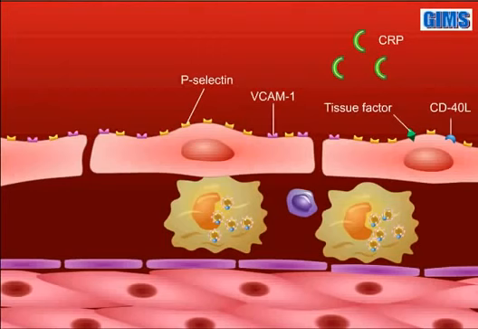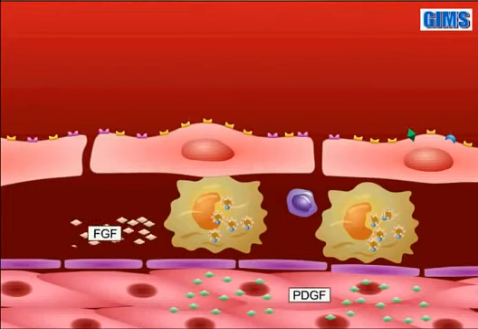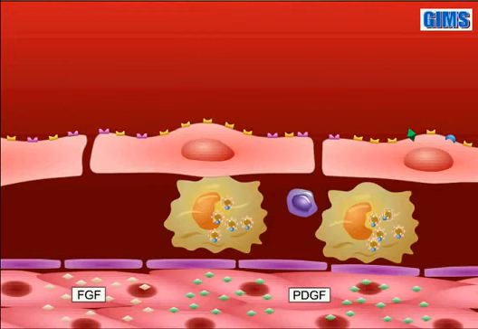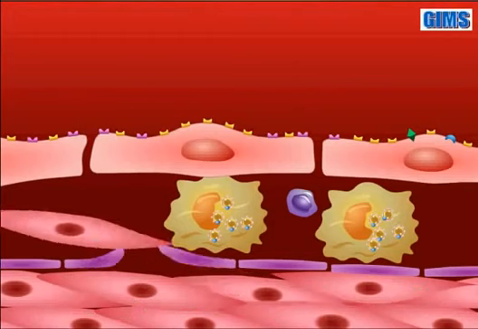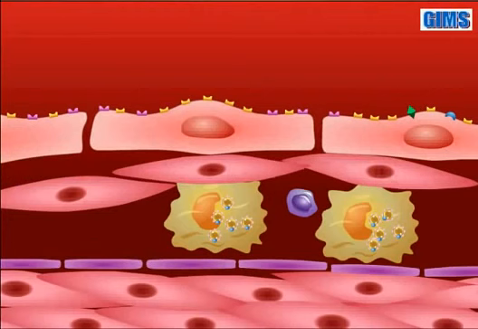CRP is produced by the liver in response to IL-6. IL-6 plays an important role in inflammation and activation of adhesion molecules. Thus, the inflammatory process is established. Fibroblast growth factor FGF and platelet-derived growth factor PDGF are secreted by the endothelium and foam cells respectively. These growth factors attract smooth muscle cells from the media and stimulate cellular migration and proliferation.